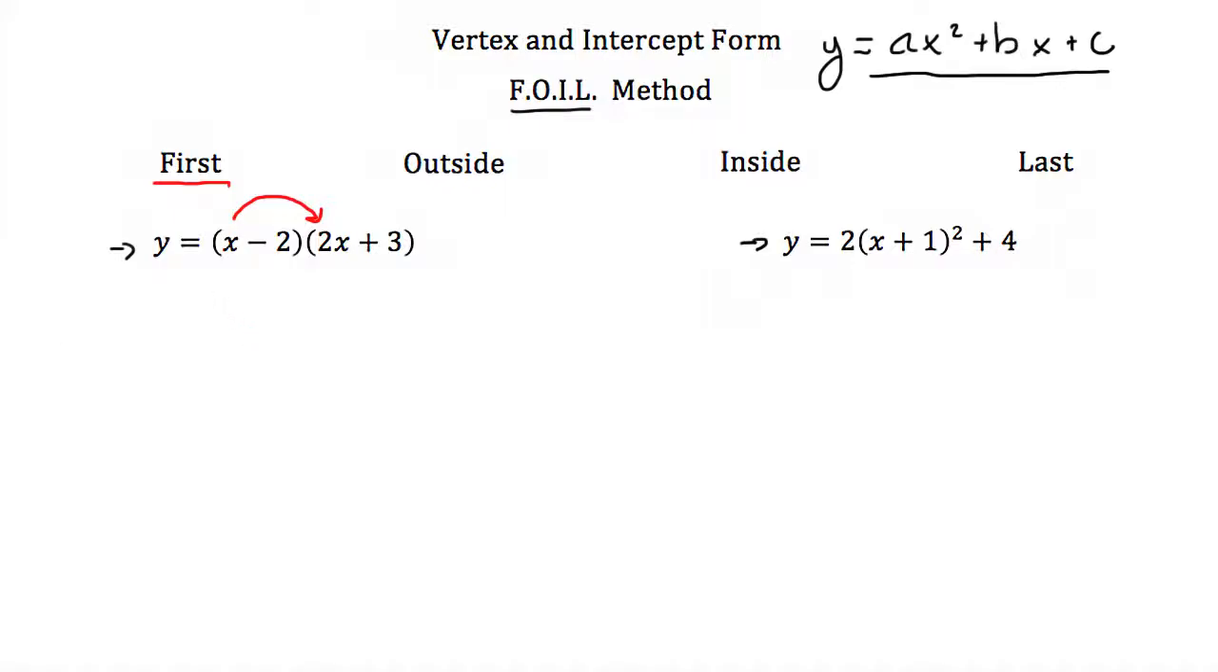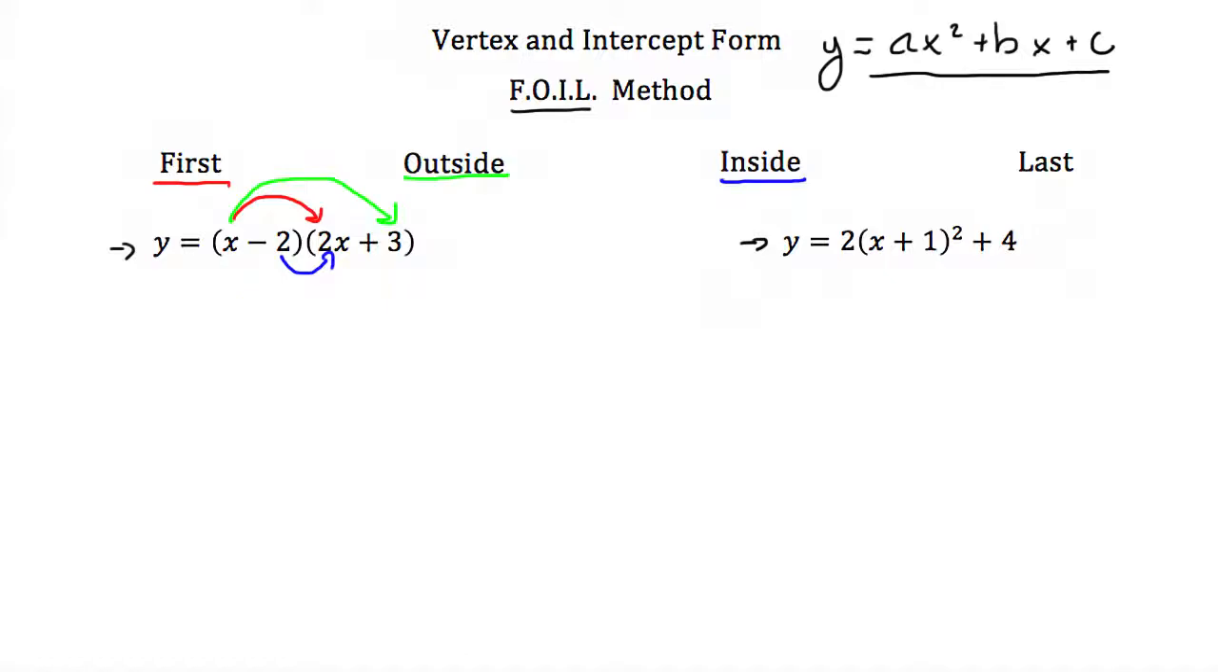Our next step then would be to multiply the outside terms in the parentheses, or the outside terms in this expression. Our outside terms would be the x and our positive 3. So we would multiply those together. Next we would do the inside terms of this expression. So we'd have a negative 2 and a 2x. We would multiply those two together.